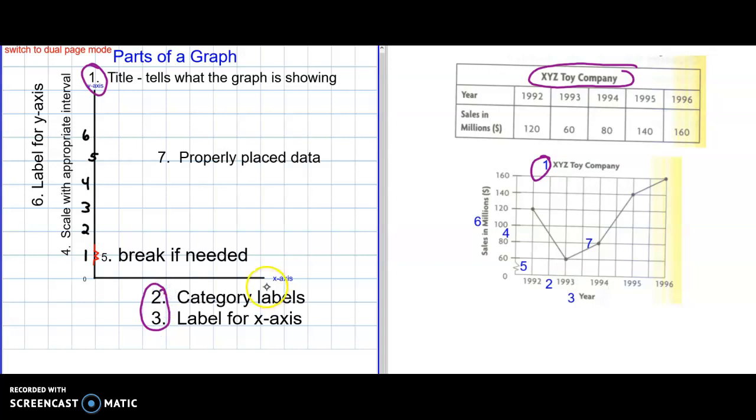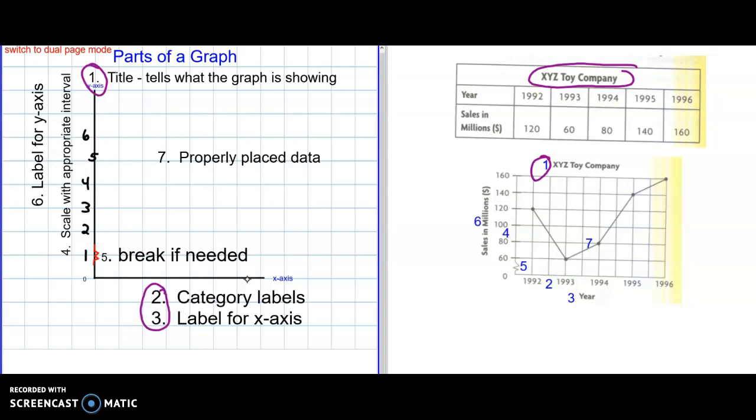Okay, so the second and third important thing that all graphs need to have is on your x-axis, you're going to have category labels. So your category labels depend on what was being analyzed. So let's say students' favorite fruits. So your category labels would be like apples, pears, peaches, pineapple, and then your label for x-axis would be the word fruit. So you would have all your little category labels, and then underneath that you would have the word fruit because what was being analyzed were the different fruits.